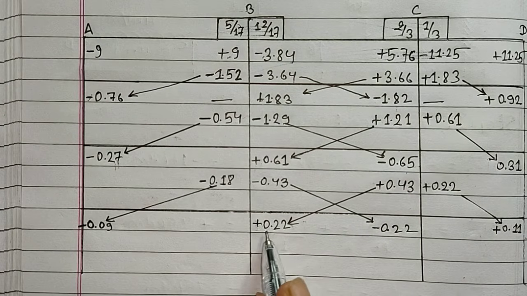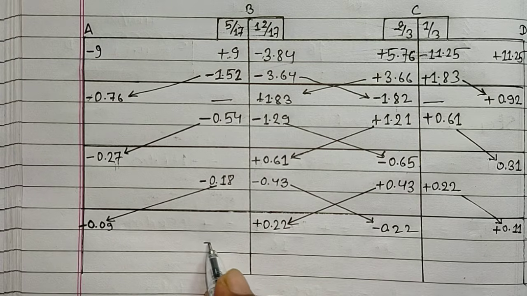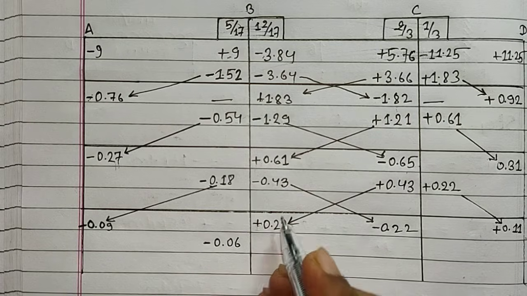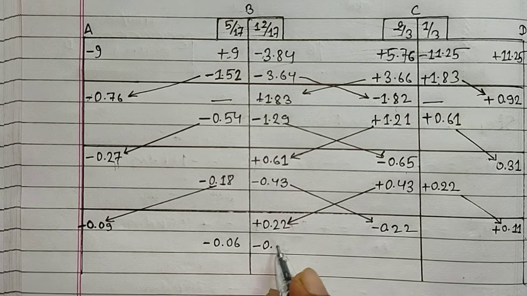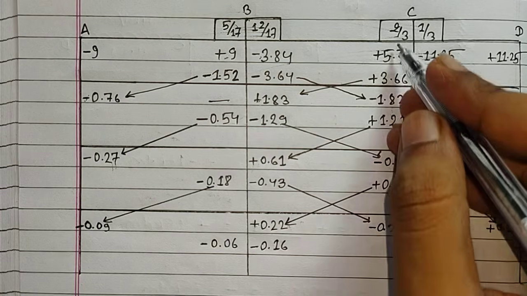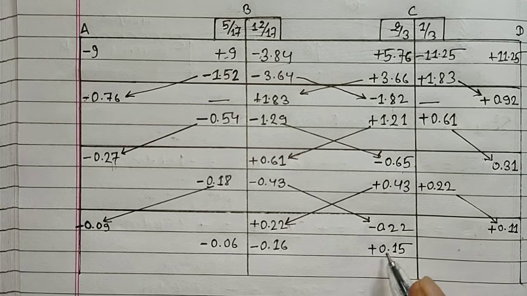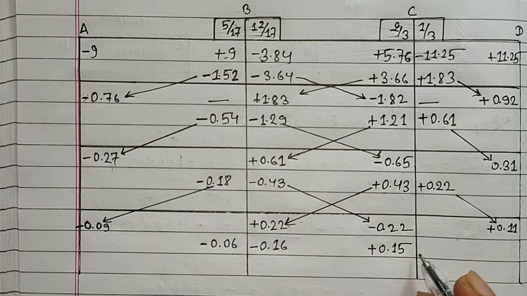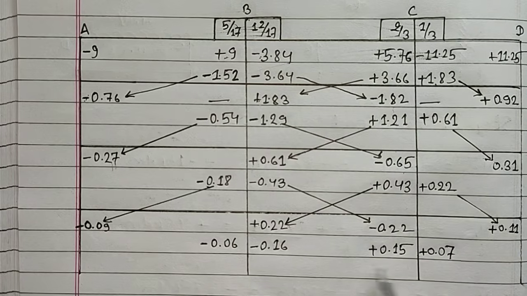Now multiply 0.22 by 5 by 17, then we will get here minus 0.06, and multiply 0.22 by 12 by 17, then we will get here minus 0.16. Similarly, minus 0.22 is multiplied by 2 by 3, then we will have here plus 0.15. Again minus 0.22 is multiplied by 1 by 3, then we will have here plus 0.07. Now draw the line here.